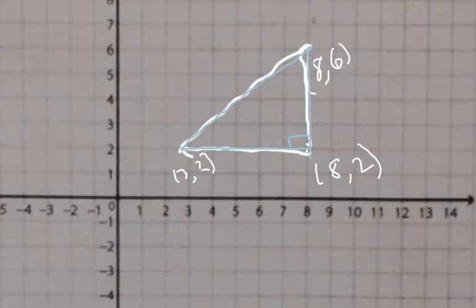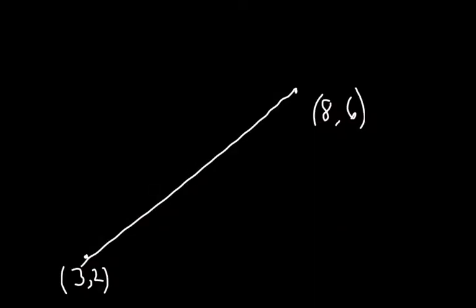to figure out that the distance going over from 3 to 8 is 5 units, and going from 2 up to 6 is 4 units. And then we could apply the Pythagorean theorem to figure out the distance.